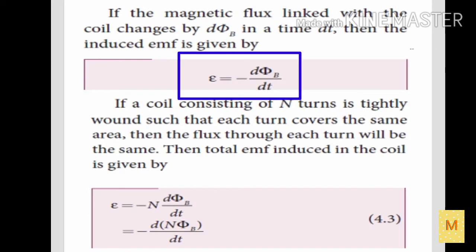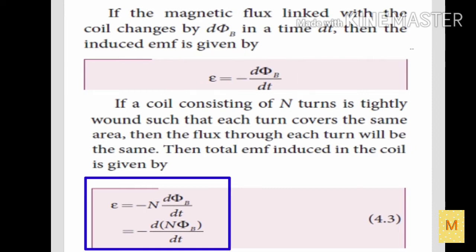If the magnetic flux linked with the coil changes by dφB in time dt, then the induced EMF can be written by the expression ε = −dφB/dt. This equation denotes Faraday's first law.